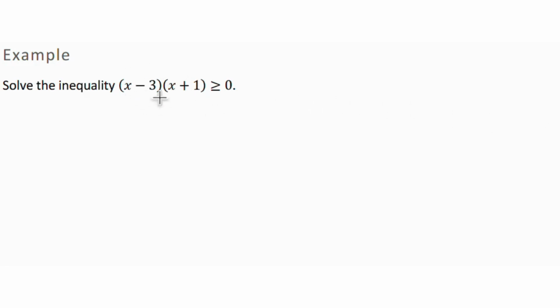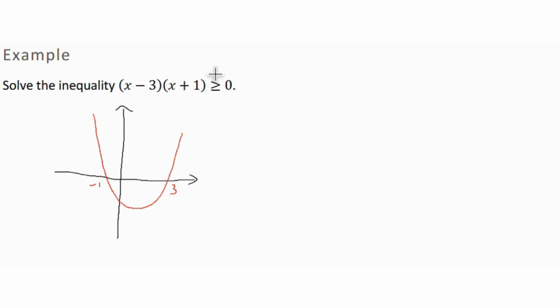First of all, I'm going to graph what this function looks like. So looking at the axes, what does (x - 3)(x + 1) look like? It goes through 3, negative 1. So it's going to come through negative 1 and then go through 3.